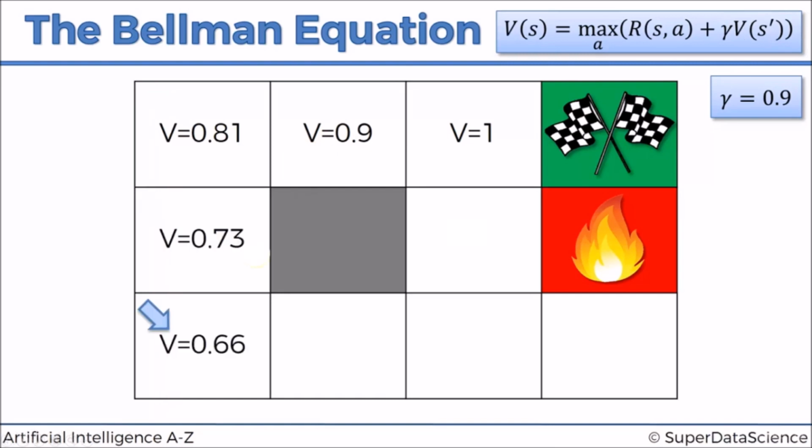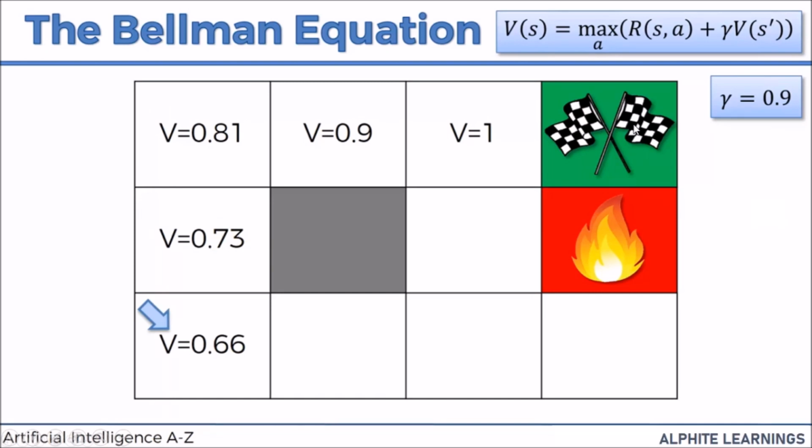Now when my agent is here, it will just go for the maximum value. So 0.66, 0.73, it will move here. Now when it is here, it has two choices, here or here, so it will compare these two values. This is bigger, so it moves up here. If it is here, it will compare these two possible ways. This is higher, so it will move here. If this case is higher, it will move to here, right?